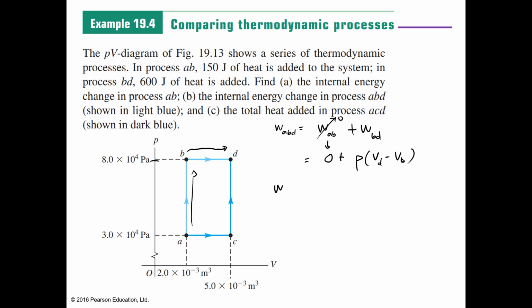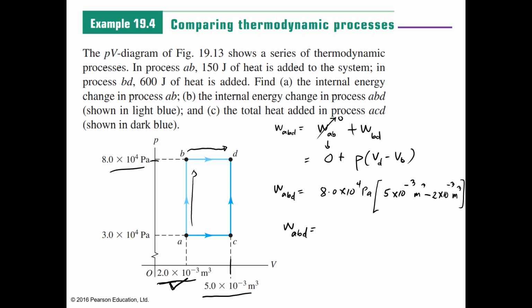Okay? And we know this one. The pressure is 8.0 times 10 to the 4 pascals, multiplied by the volume VD, which is 5 times 10 to the minus 3 meters cubed, minus the volume VB, which is 2 times 10 to the minus 3 meters cubed. Multiply this and you will get the work done ABD of around 240 joules.